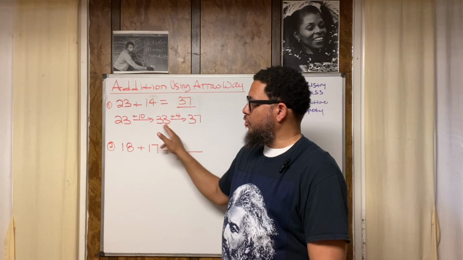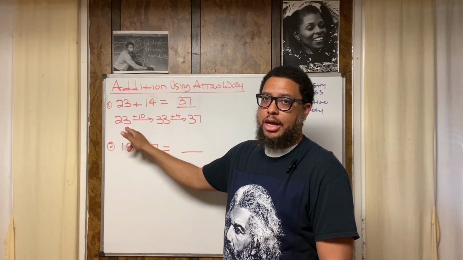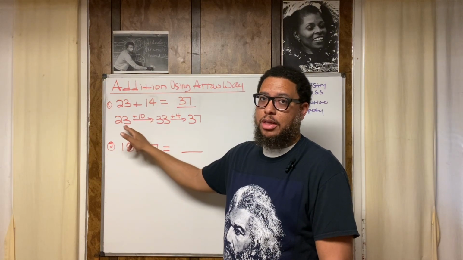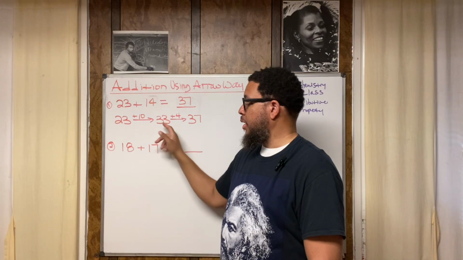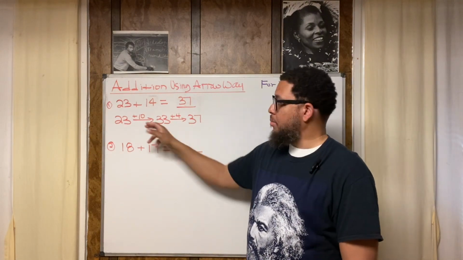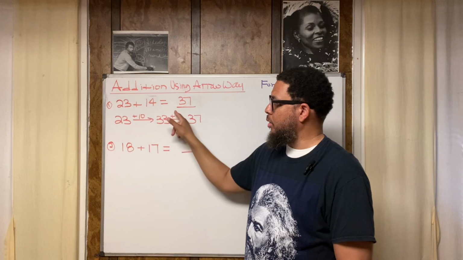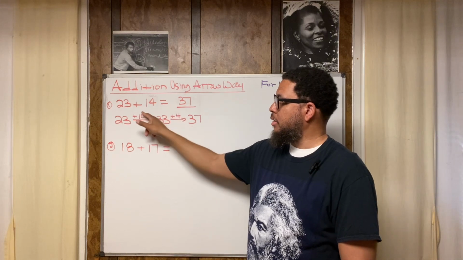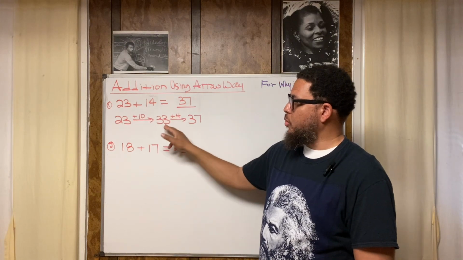And then where does 3 come from? The 3 ones that were already there. So that takes us to 33. Now, what do we got to do next? Draw another arrow and put a plus 4. Why? Because 14 is 10 plus 4. So I add 4 to 33.